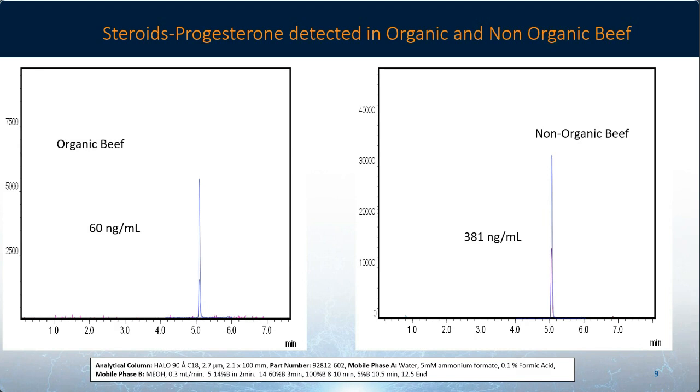So this is evidence that this particular animal was most likely dosed, because when they dose the animal with TBA, they also dose it with progesterone as well. So it's indicative that this much higher concentration, as compared to the organic, would be the use of some type of synthetic being injected as well, as opposed to just naturally occurring.